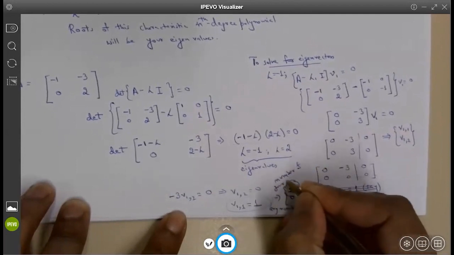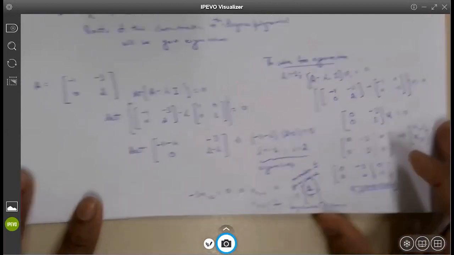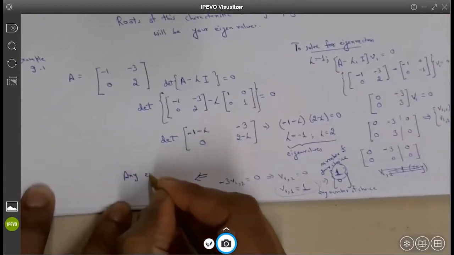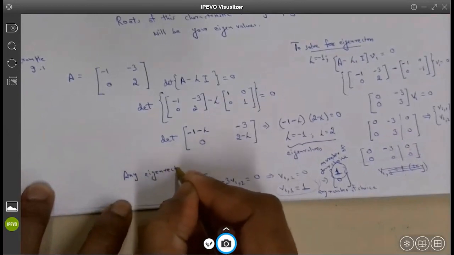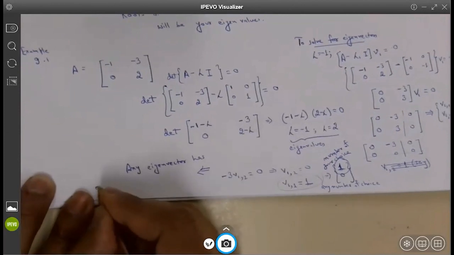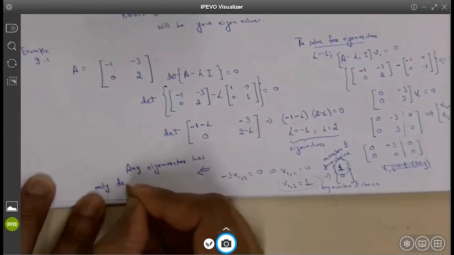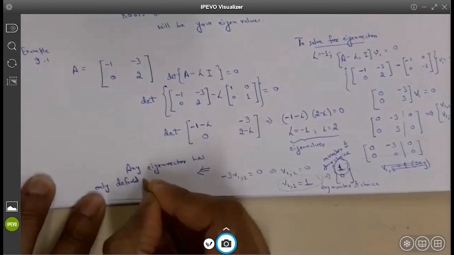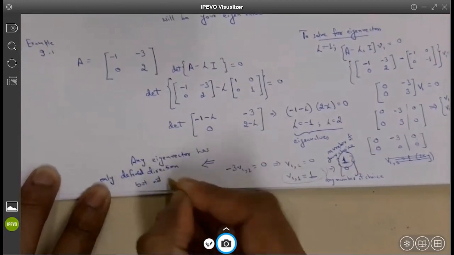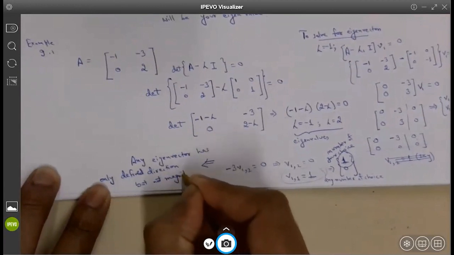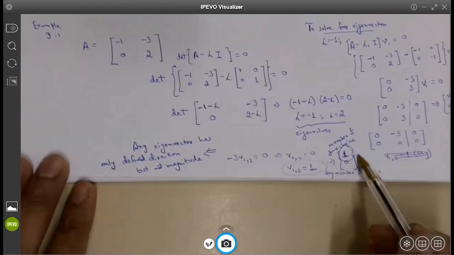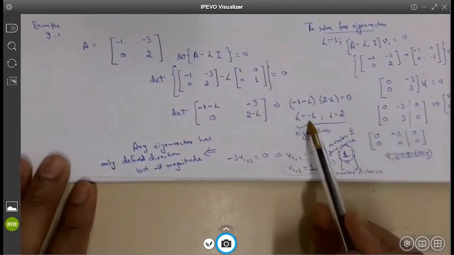Now this basically means that any eigenvector has only defined direction, but not magnitude. So this is the eigenvector corresponding to lambda equals -1.